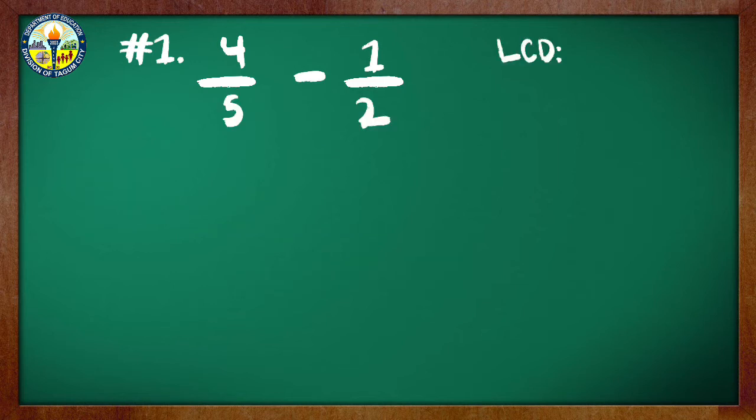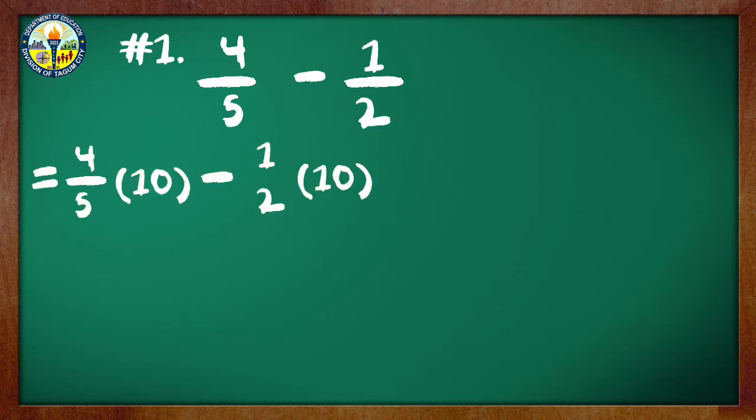How do we use the LCD in connection with the problem 4 over 5 minus 1 over 2? It is used as the dividend. Now, let's start solving. The LCD is 10. So, 4 over 5 minus 1 over 2 is equal to, divide the LCD by the denominator, so 10 divided by 5 equals 2.